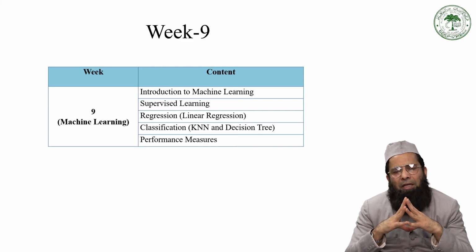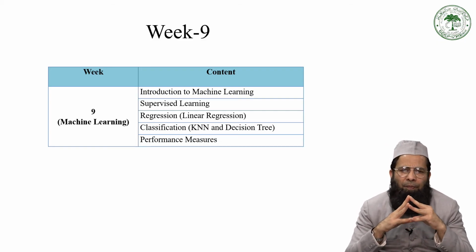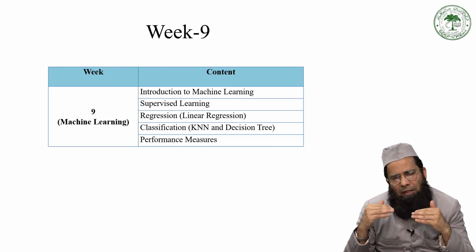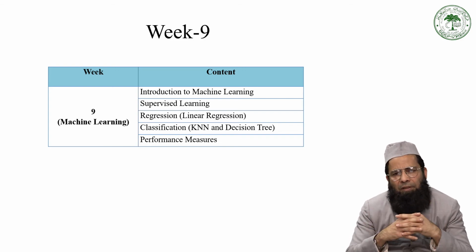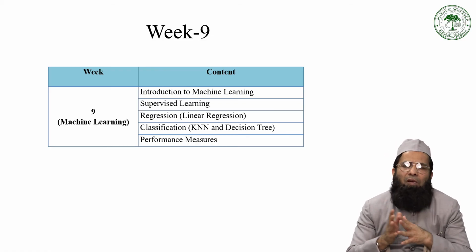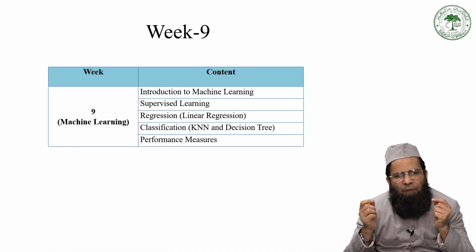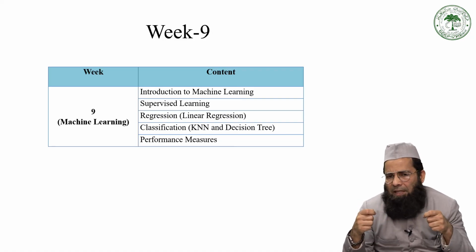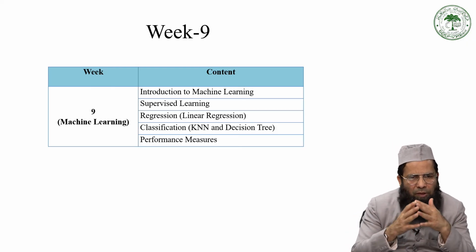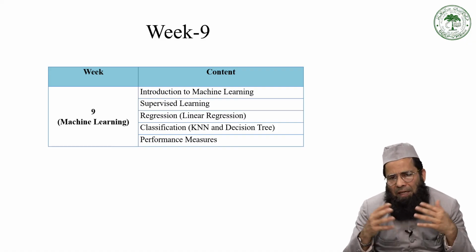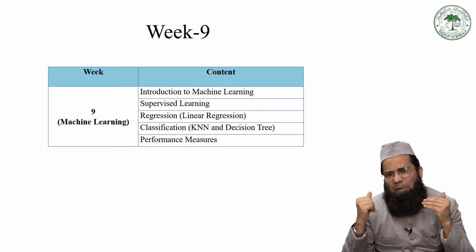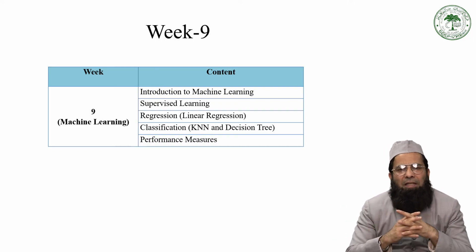In week number 9, we will introduce you to machine learning. Here we will discuss supervised learning. Then we will discuss the concept of regression, and especially in regression we will discuss linear regression. Then we will move on to discuss classification, where we will be discussing KNN, K nearest neighbor, and decision tree. And we will also discuss performance measures such as accuracy, recall, F1 and so on. There are several performance measures. All these we will discuss in week number 9.